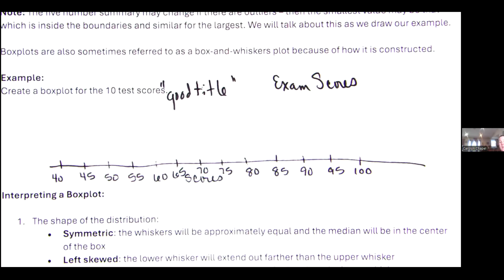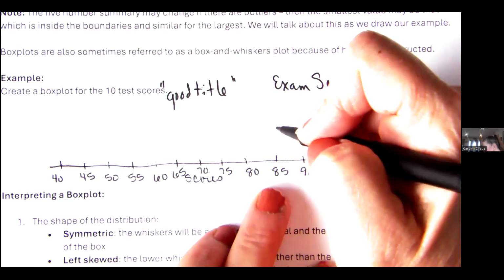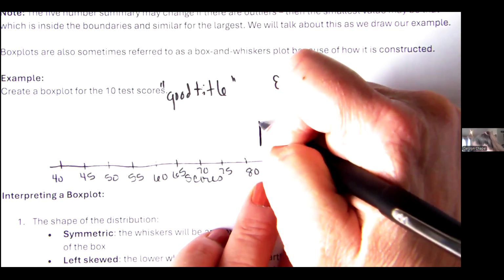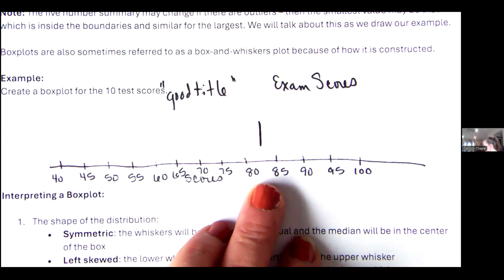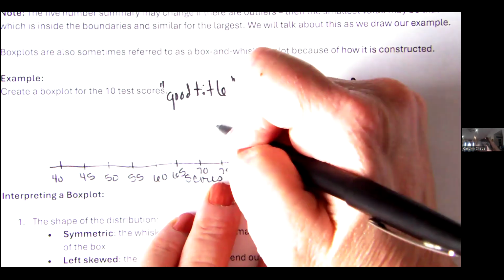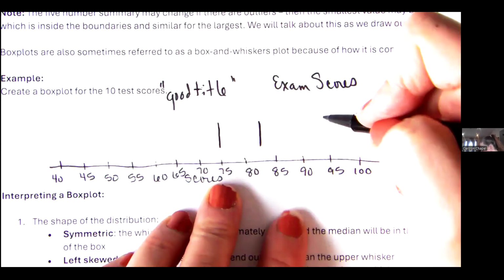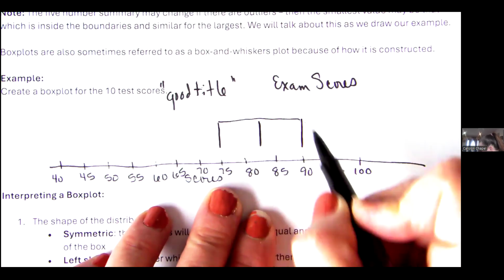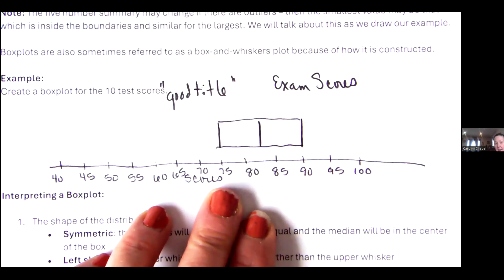Okay. First thing I do when I'm creating my box and whisker is to create the box. And the box is calculated by finding your median, which for us was an 82.5. So that is going to be right here. I'm going to put an up and down line. I'm also going to put one at Q1 and at Q3. So Q1 was there and Q3 is here. And this is going to create the box for the box plot.